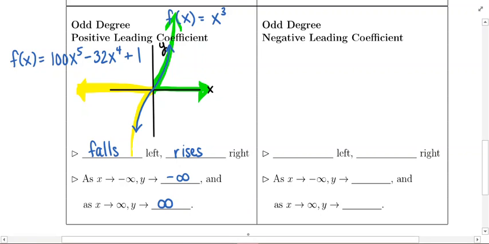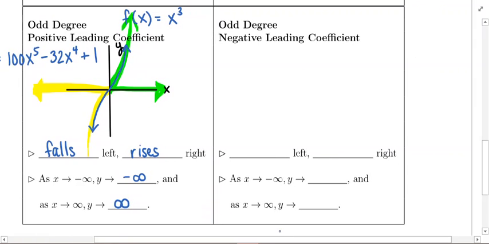All right, last case here. Odd degree, but now it's going to have a negative leading coefficient. Again, you want to think of the most basic function that we know that's odd degree, negative leading coefficient. That's going to be x cubed, but we need to put a negative in front to make it a negative leading coefficient. Let's sketch the graph. So here is my x-axis, and then I'll put in the y-axis. We know what x cubed looks like. We just graphed it out.